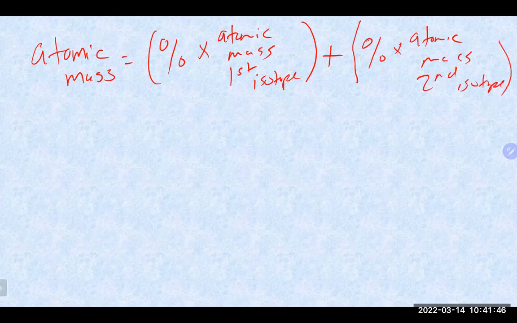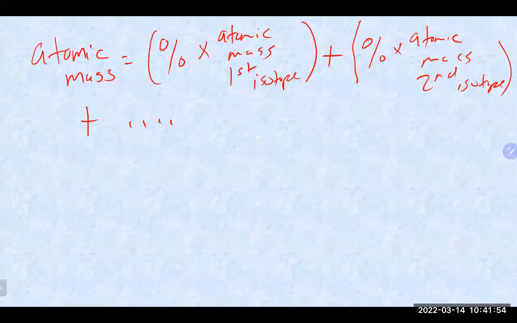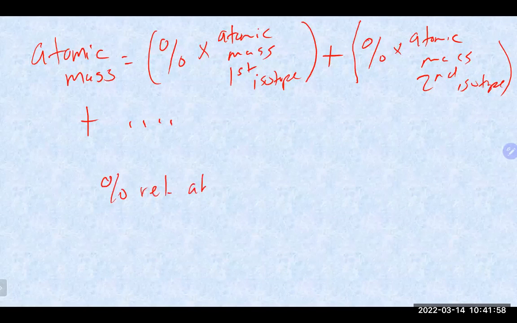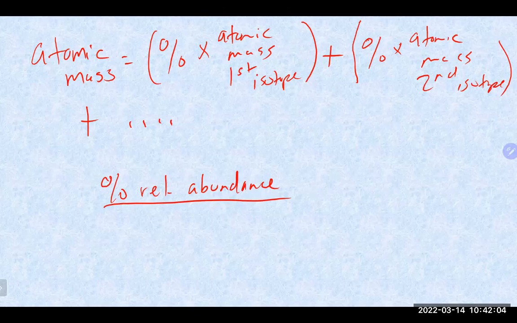And depending on what you're dealing with, you may have 3 isotopes or so. So you basically just continue that pattern of taking the percent, again, relative abundance is sometimes referred to. And you basically could calculate the atomic mass like we see there on the periodic table for all the naturally occurring isotopes. So really percentage times atomic mass plus percentage times atomic mass.